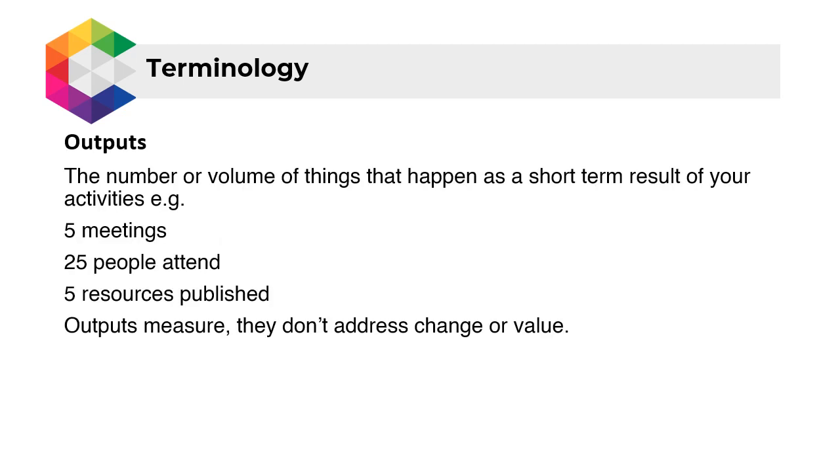Outputs are the next bit of the process. So outputs are the number or volume of things that happen as a short-term result of the activities you've done. So actually it could be that you held 5 meetings. It could be that 25 people attended. It could be that the activities around creating resources means that there were 5 resources published. So outputs measure, they don't really address change or value. So it's important to make those distinctions between what we're talking about today.